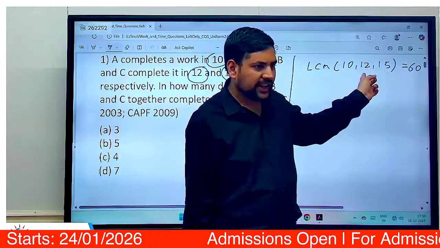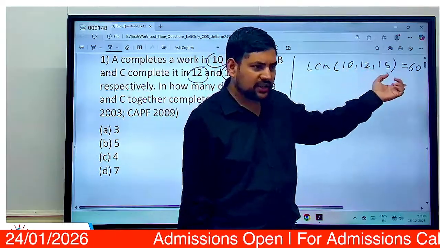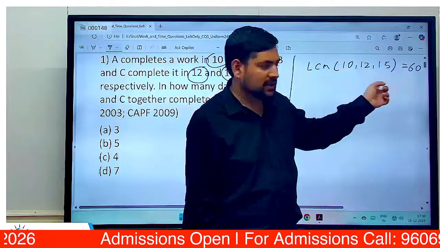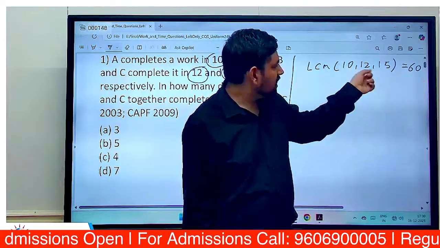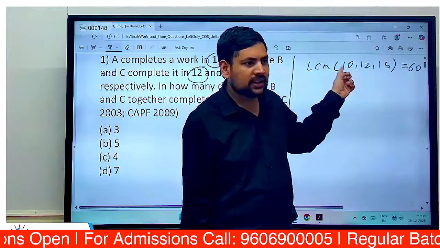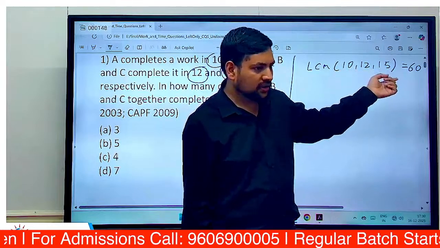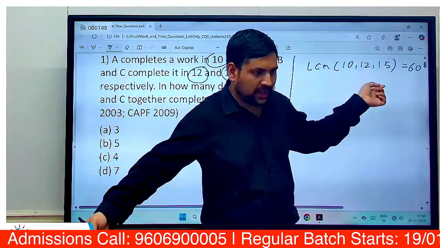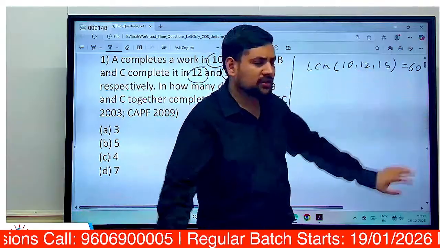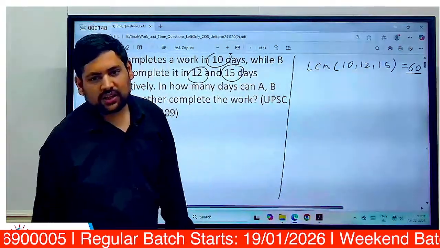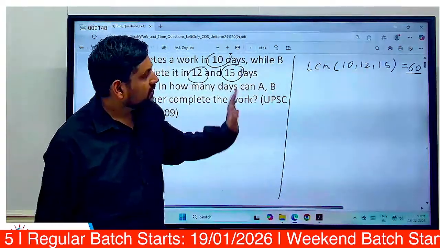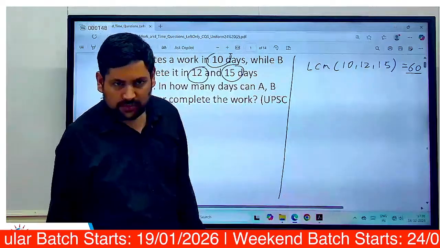15, of course, not divided by these two. 30, not divided by these two. 45, similarly, not divided by 12, even number. Next is 60. 60 is divisible by 10 and 12 both. Also, of course, because you're doing it by the table of 15, it is divisible by 15 also. So you get the LCM of 60. LCM anyway, we learn in number system. So 10, 12, and 15, LCM becomes 60.